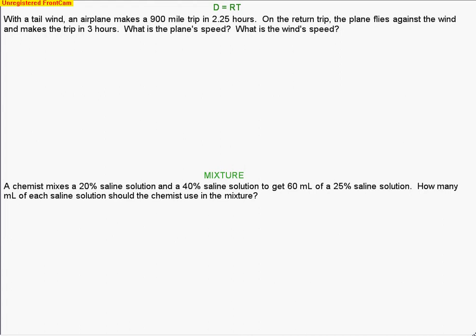Today is a review on applying systems of equations to real-world problems. So we'll have two problems that involve distance, rate, and time, and one that involves a mixture problem. So let's take a look at the distance, rate, and time problems.